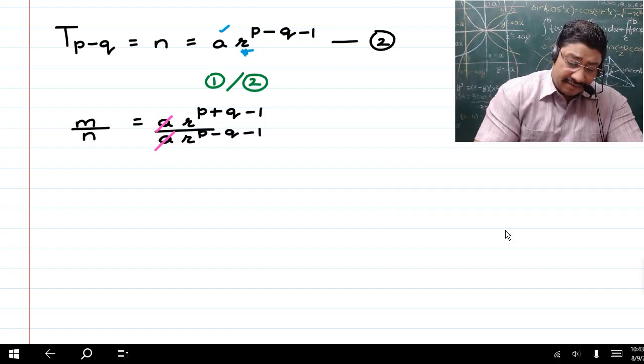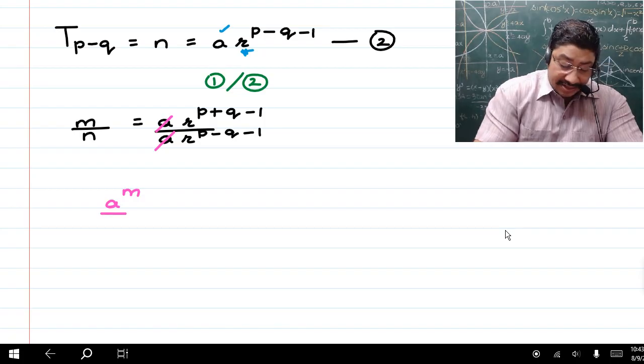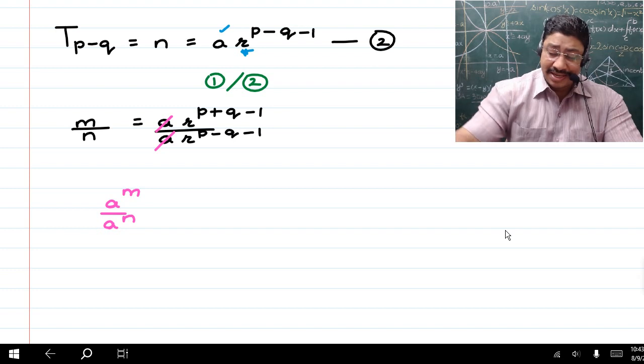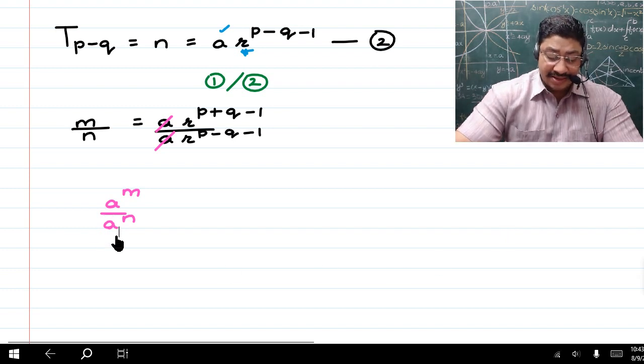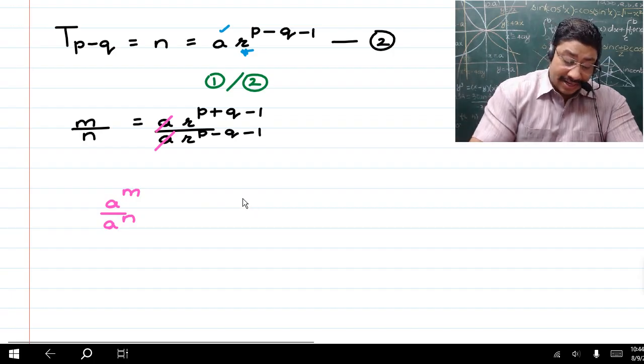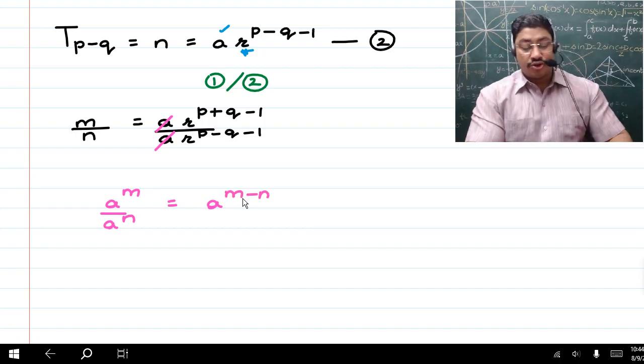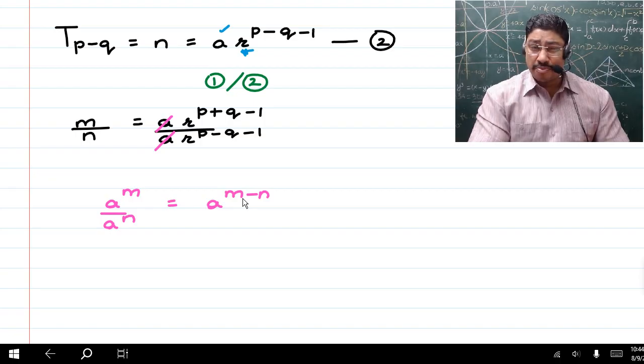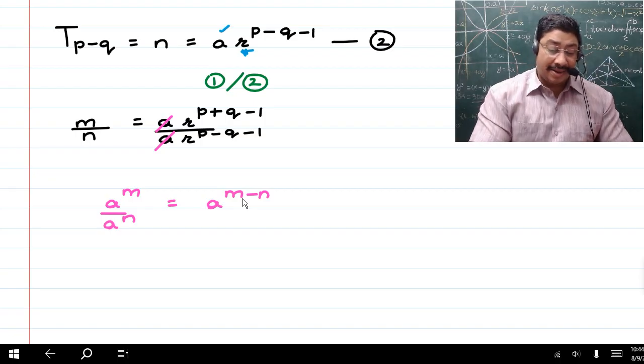That is, if you have some a raised to the power m divided by some a raised to the power n. So here we see that if the bases are the same, with one index in the numerator and another in the denominator, then we can use this quotient rule of indices to write this as a raised to the power m minus n. I'm sure you must have learned this in class 8 or probably class 9. Right, now we are going to apply this rule as such.